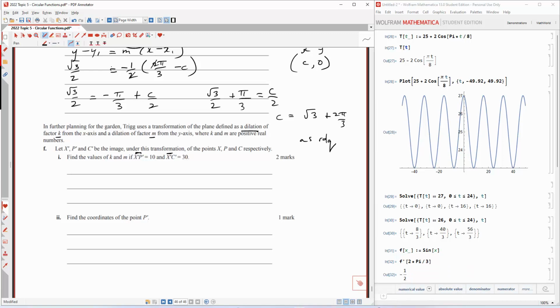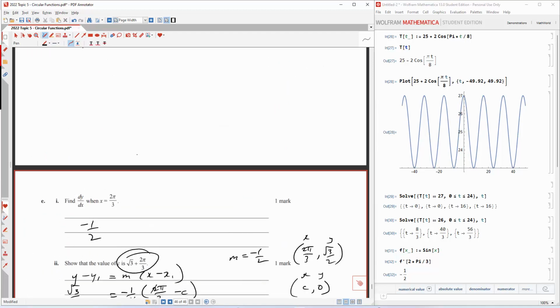Okay, now I've been asked this question heaps and heaps of times here, and a lot of students actually don't really understand what this question was actually asking. So let's be real clear about how or what this is saying. So what we're going to do is find the value of k. This k, remember, is a dilation from the x-axis, and this m here is a dilation from the y-axis. Now what we want is line X'P' to equal 10.